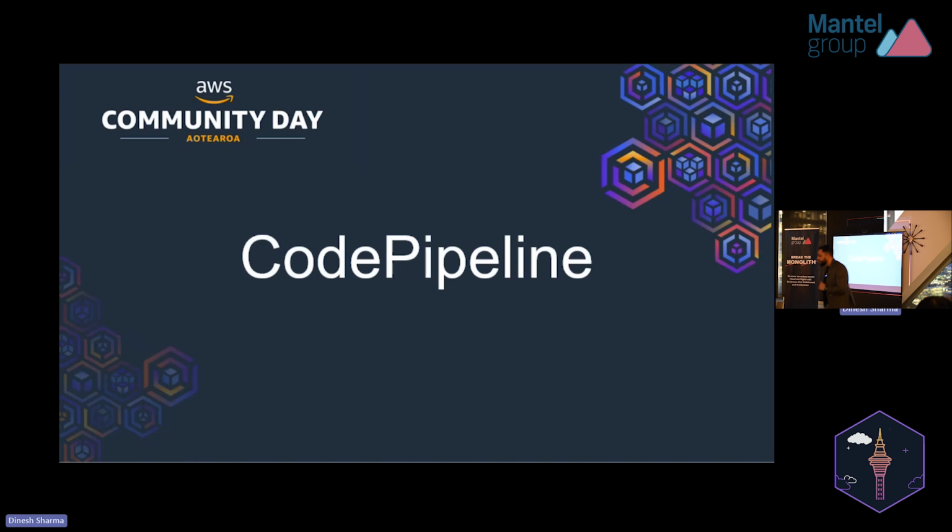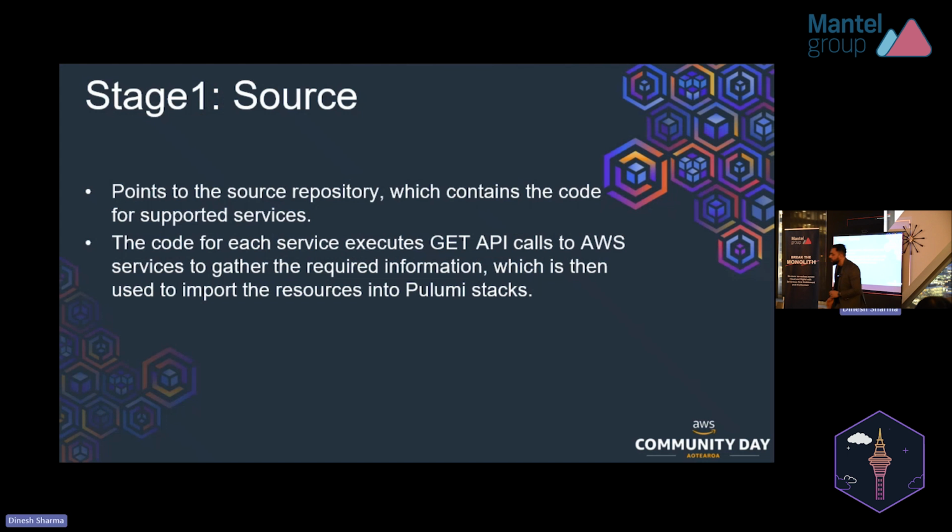Right. Next is CodePipeline. Let's have a look at the different stages used inside the CodePipeline. Stage number one is the source stage. It looks at a CodeCommit repo, which has the code for all the targeted and supported services. What this code does is it executes the get API call to all the supported services and tries to gather the information required, which will be used further to import all the resources into the Pulumi stack.